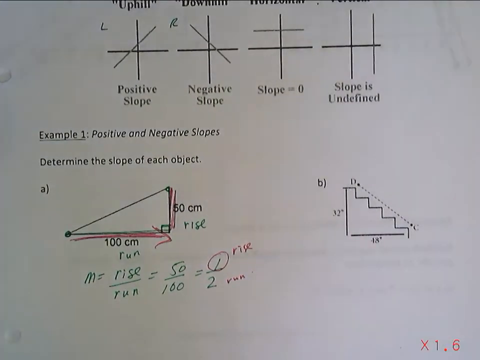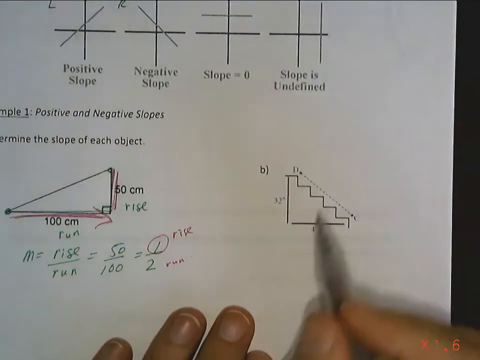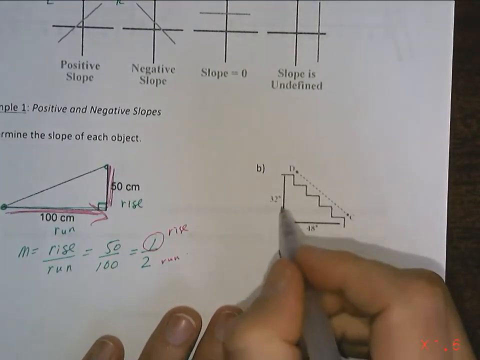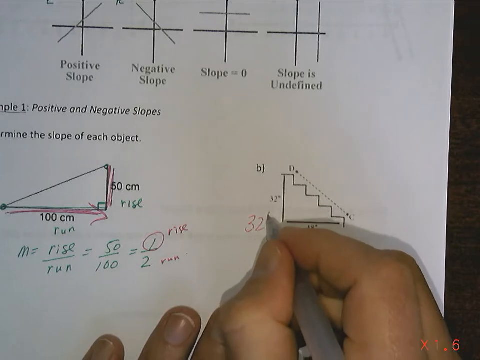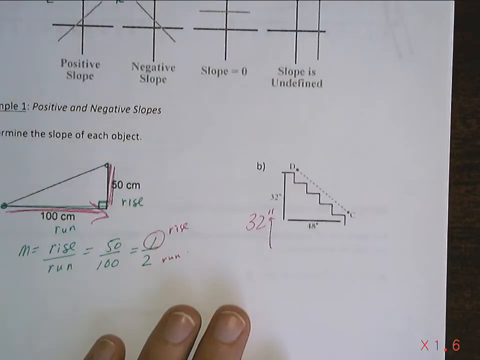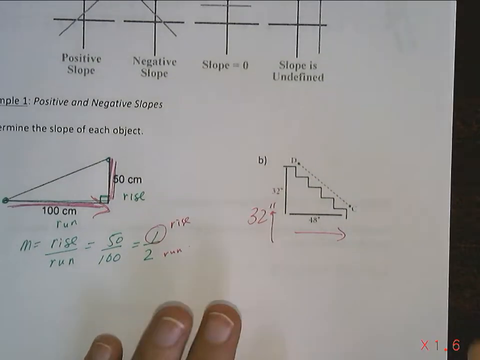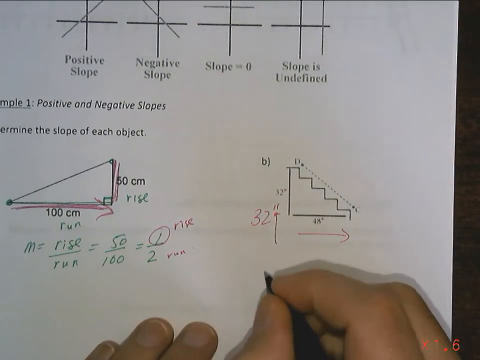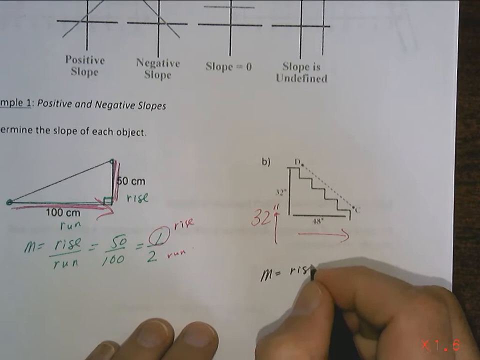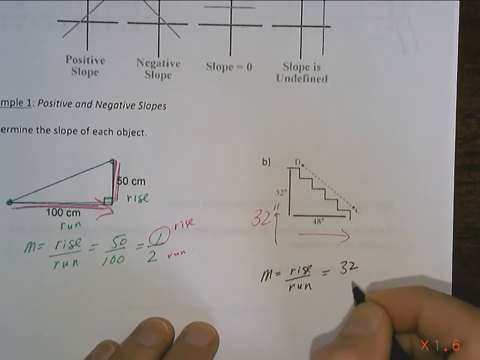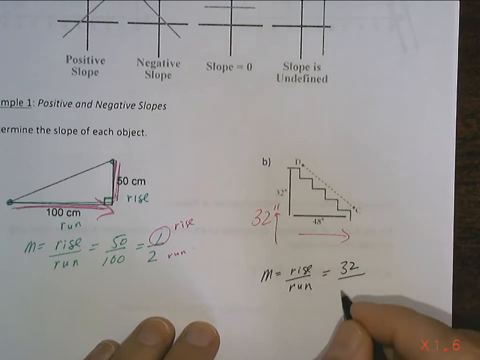All right, let's look at the next one. So I have a set of stairs here. We want to determine the slope. This is 32. See that indication there? That's the short form for inches. So that's 32 inches high, and this is 48 inches out. So if we need to calculate the slope, it's going to be rise over run. So the rise is 32 inches. The run is 48 inches.